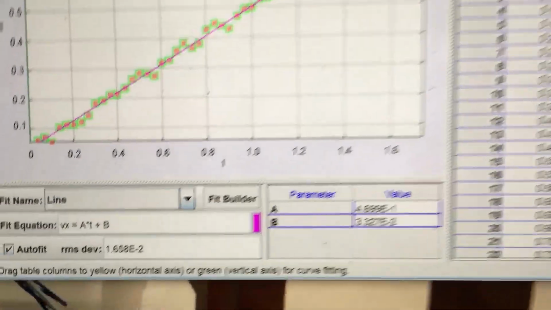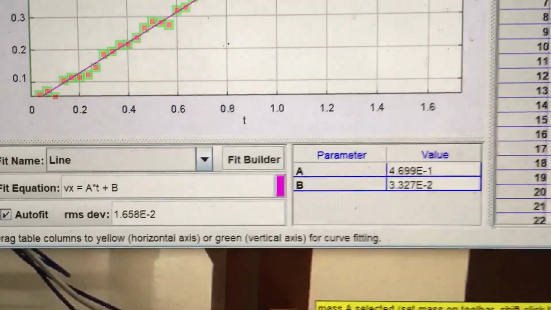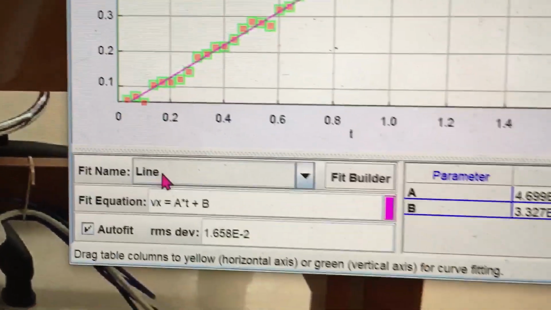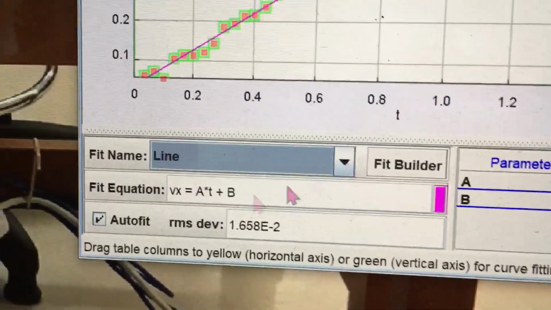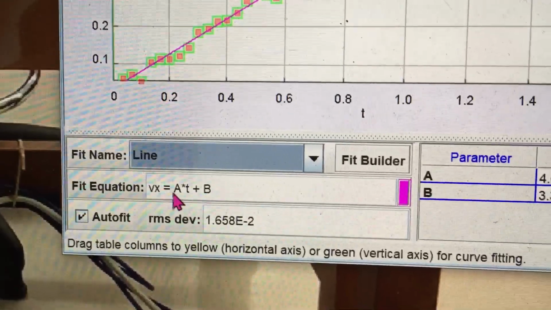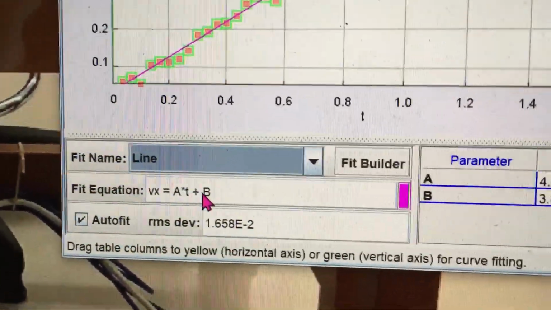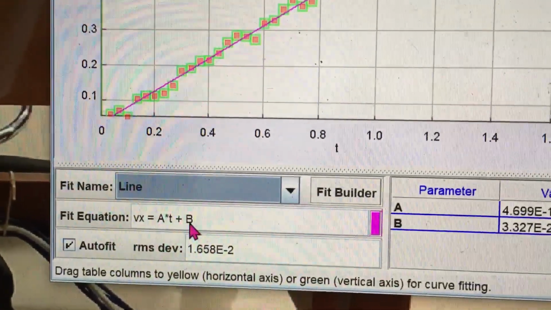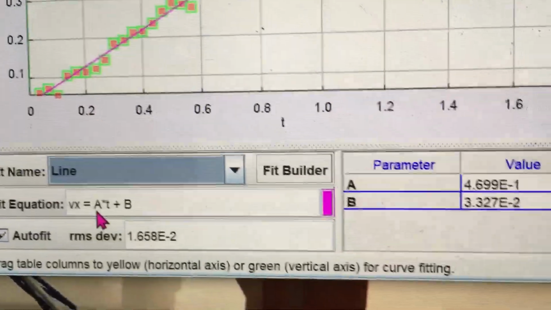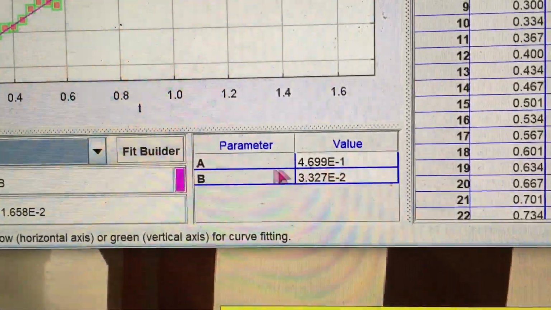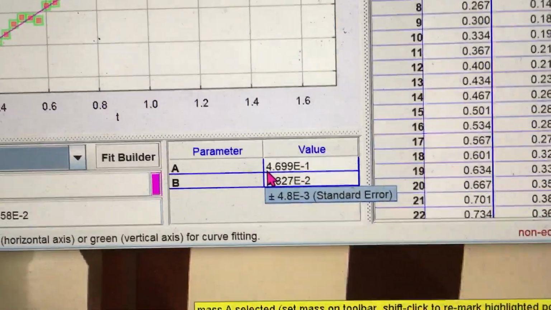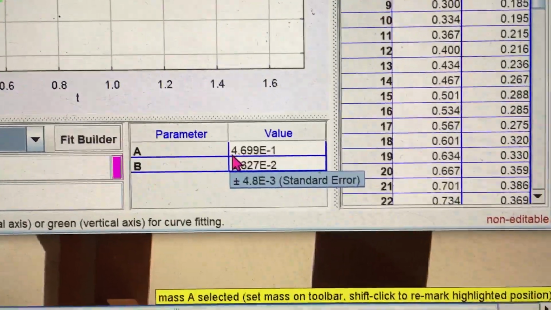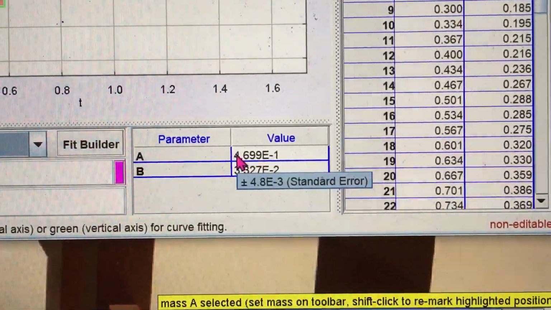So we get this, and then down here below, in case you're wondering where the heck is the formula for this, you selected line down here. This is the default. You could choose other ones like exponential or cubic or whatever, but we want line. The fit equation is in the y equals mx plus b format, and it's vx equals A times t plus B. Capital A is your acceleration. This A parameter is 4.699 times 10 to the minus 1, so this will give you a 0.4699 value meters per second squared for your acceleration for this incline.